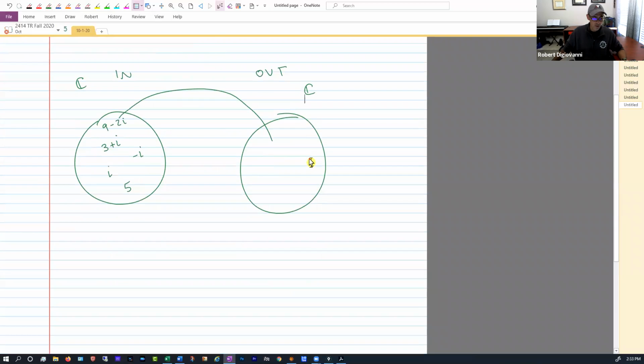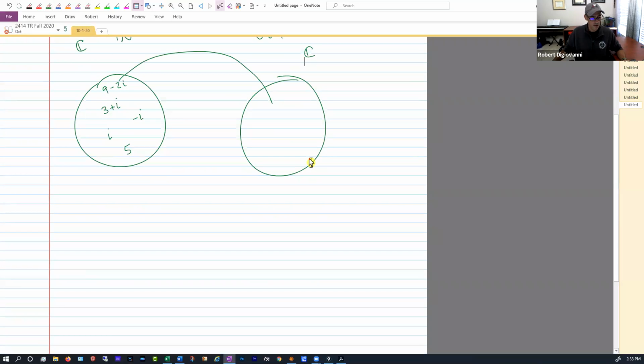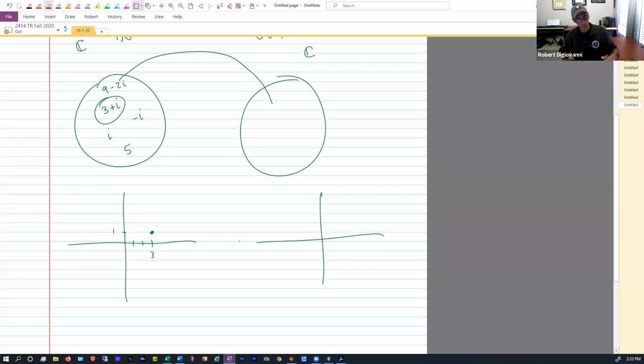So let's say I want to visualize this. Well, in order for me to show you a complex number, it requires 2 dimensions of space. Because for 3 plus i, I have to go to the right 3 and up 1. That dot in 2-dimensional space represents that number 3 plus i. And then I have the output, which is going to be some complex number over here. So that thing gets sent somewhere over here.